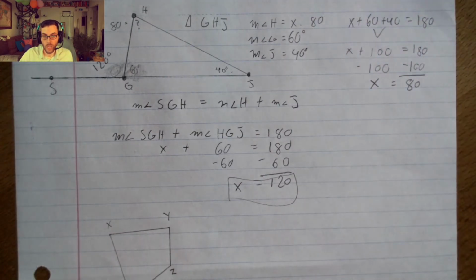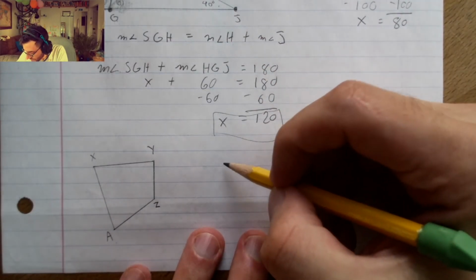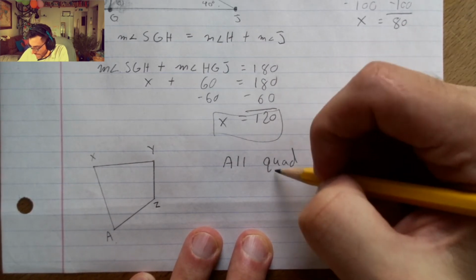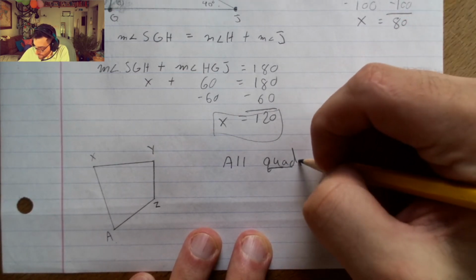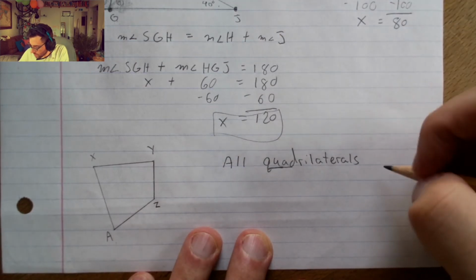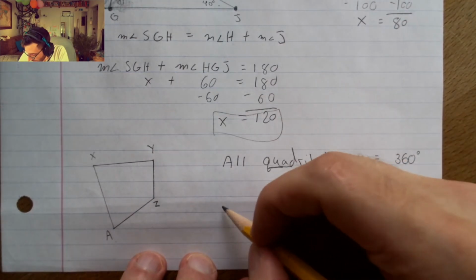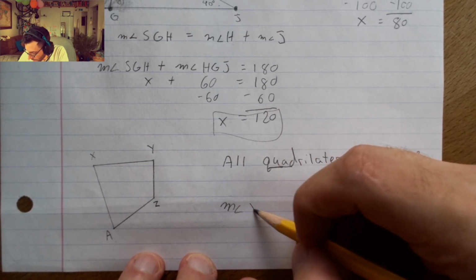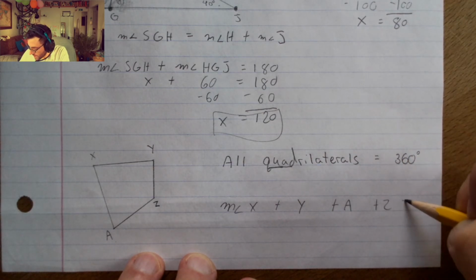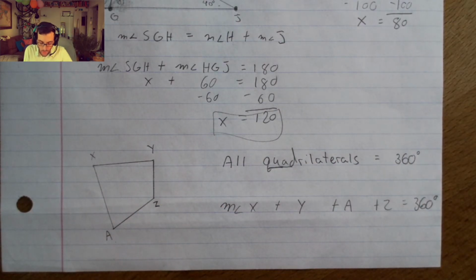The last piece I want to check in with you today along the bottom is going to be with a quadrilateral. We can just simply say that all quadrilaterals, which means all four-sided figures, because we got that Latin quad, which stands for four, and laterals meaning sides, so four-sided figures, equal 360 degrees. That means if we were to add all these angles up, like x plus y plus a plus z, we'd end up getting 360 degrees.